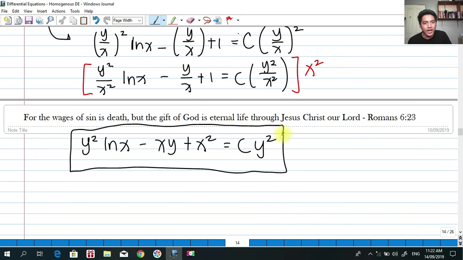We cannot cancel ln, because the x terms and y terms are not in natural logarithm form. So this we can consider as our general solution. But that is not the answer yet. Okay, that's not the answer yet.